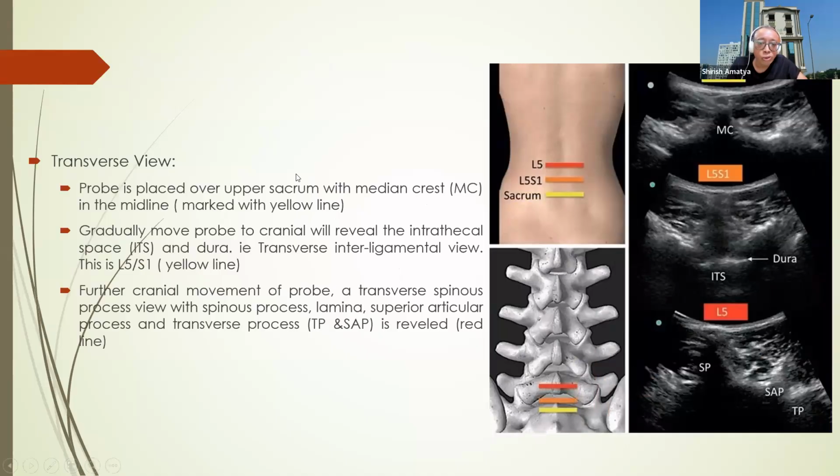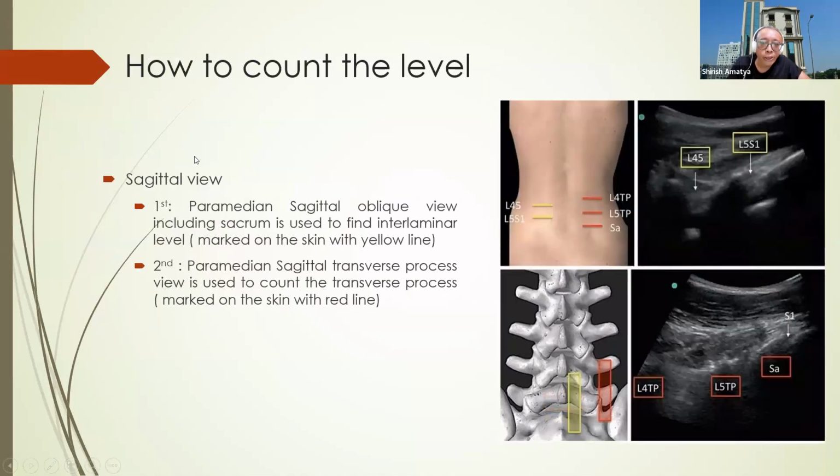So initially with the sagittal view, we can put the probe as shown in this picture in a sagittal manner over the transverse process, and we can also put it in such a manner that the lower part of the probe is just over the sacral ala. So when we do this, we can easily count from the sacral ala. We can also easily see the transverse process as shown in this red mark. You can see the lowermost part is the sacral ala.